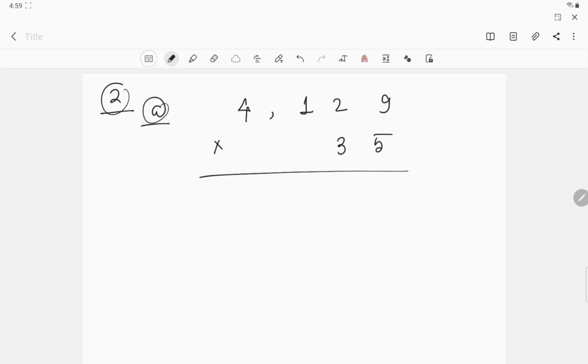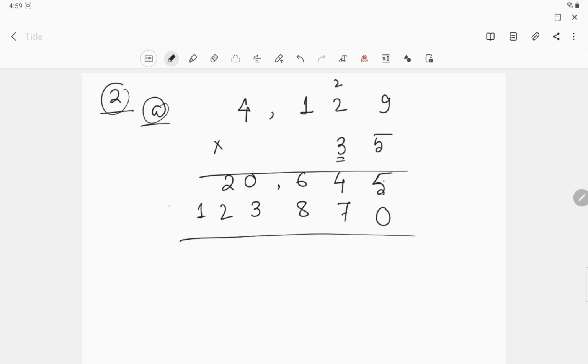Now 5 9s are 45. So write 5 here and carry 4. 5 2s are 10. 10 plus 4 is 14, carry 1. 5 1s are 5 and 5 plus 1 is 6 and 5 4s are 20, right? So 3 is in the tens place, so in the ones place it will be 0. So 3 9s are 27, write down 7 here and carry 2. 3 2s are 6. 6 plus 2 is 8. 3 1s are 3. 3 4s are 12.